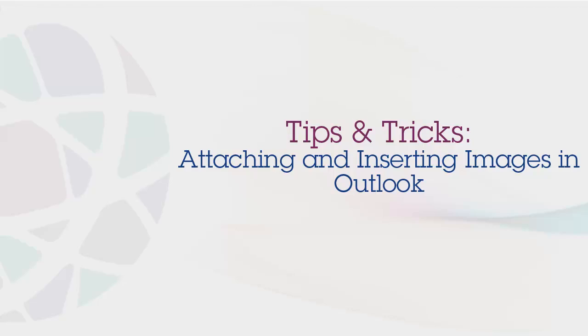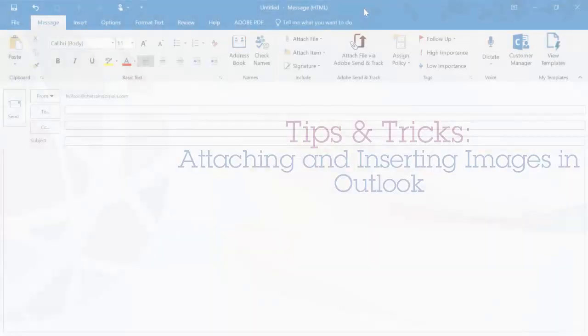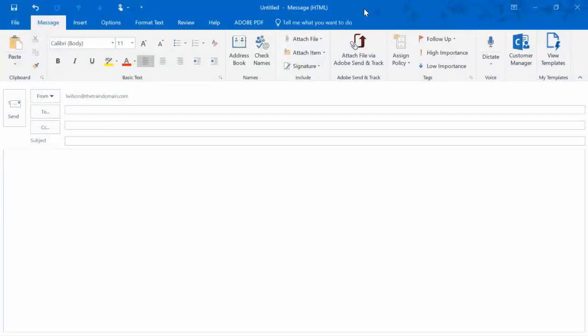This week's tip is attaching and inserting images in Outlook messages. If you wish to send an image via Outlook, there are two options. You can attach the image as a file so the recipient can open upon receiving the email. You can also embed the image in the body of the email. Please note this demonstration is being done in Microsoft 2016 version of Outlook, which has more features than earlier versions.